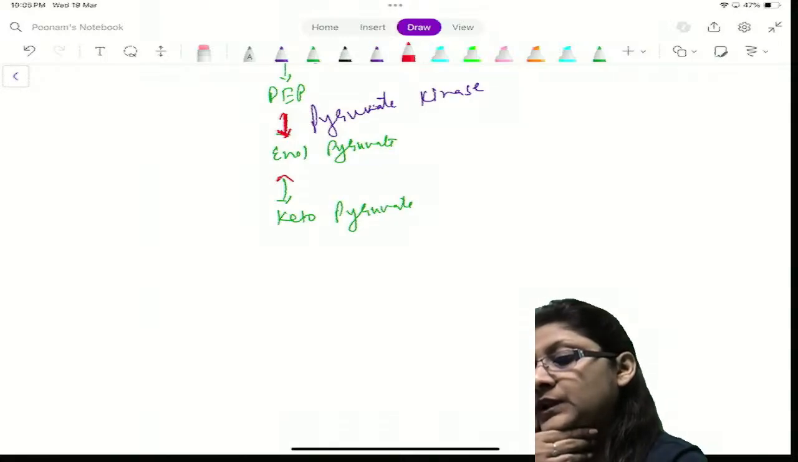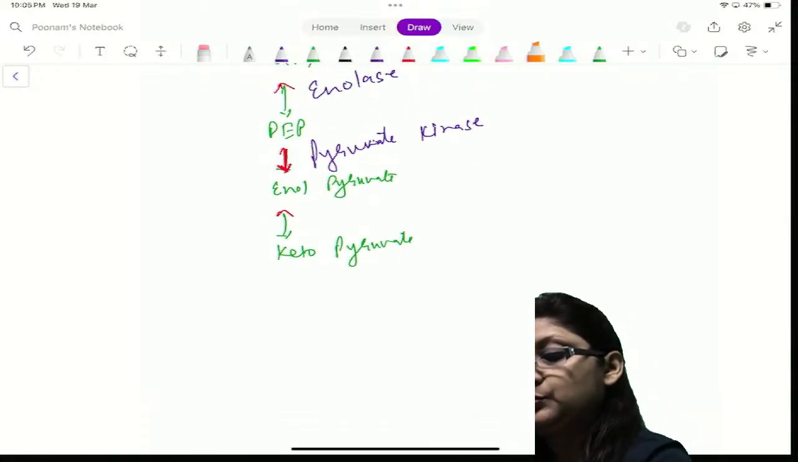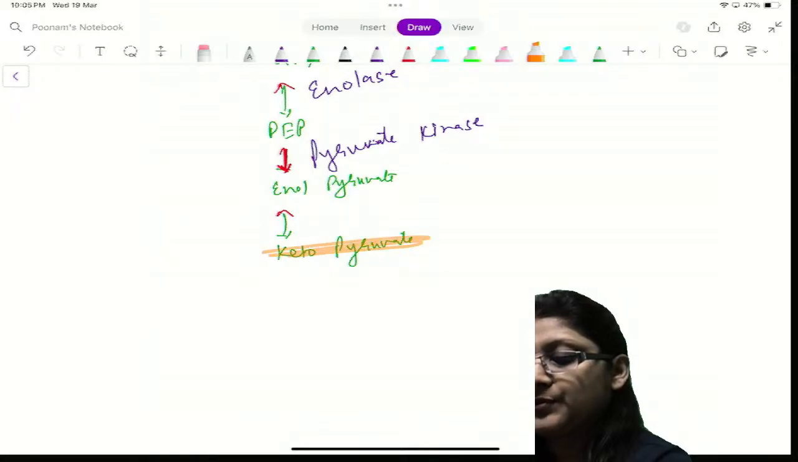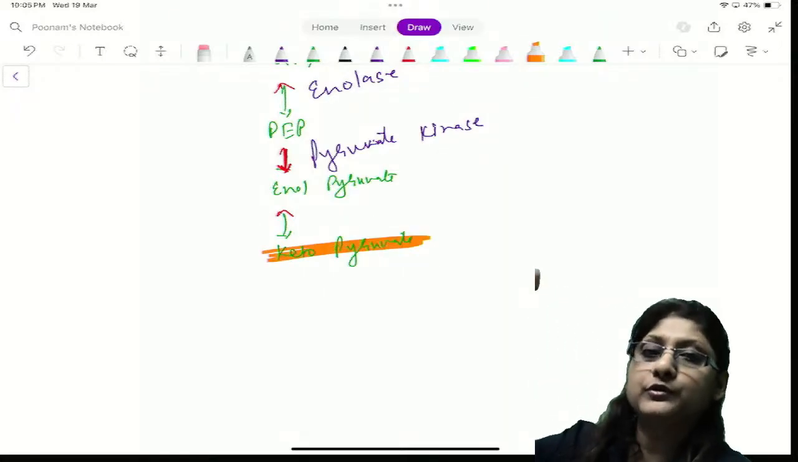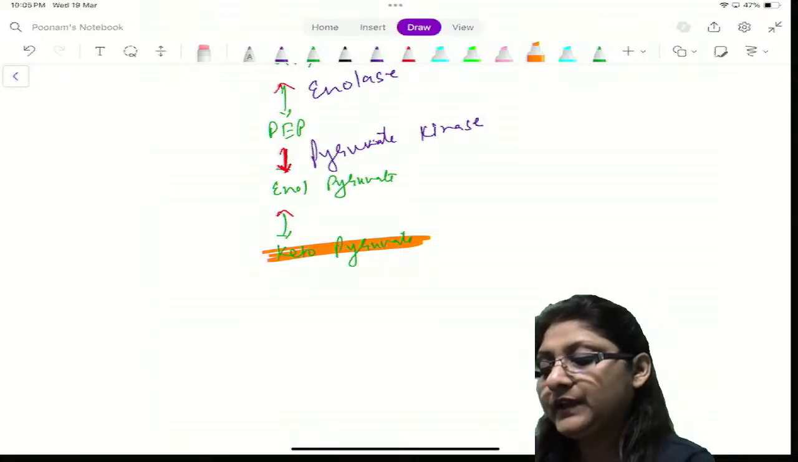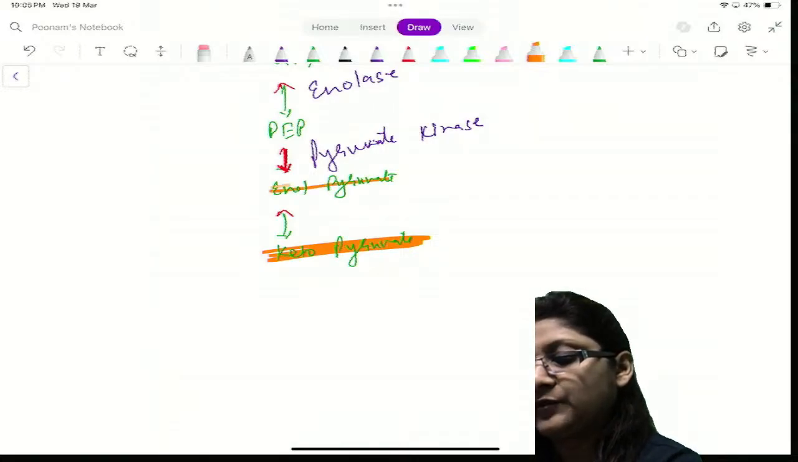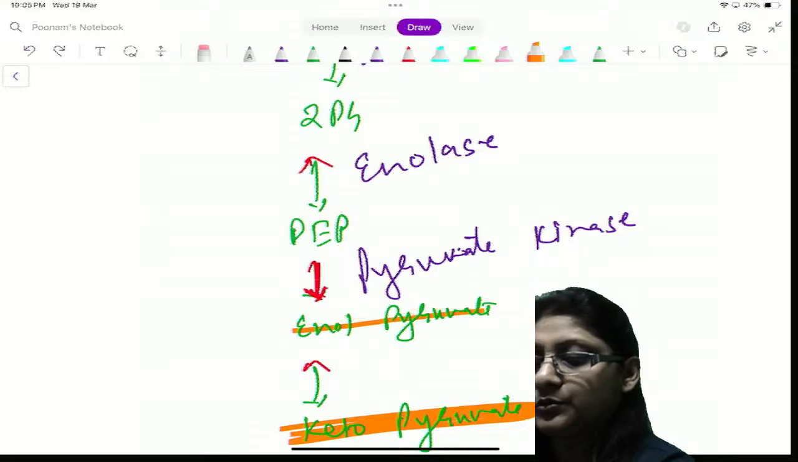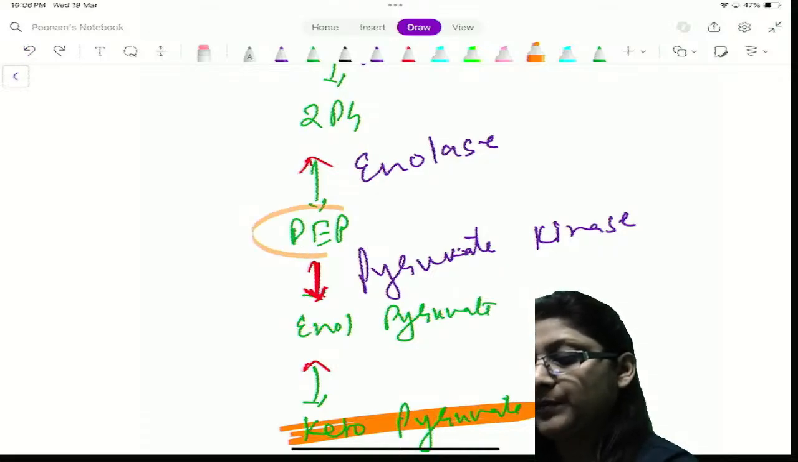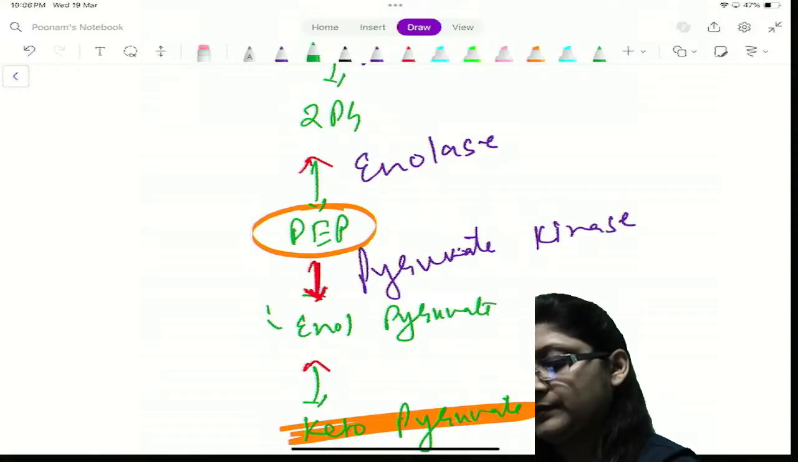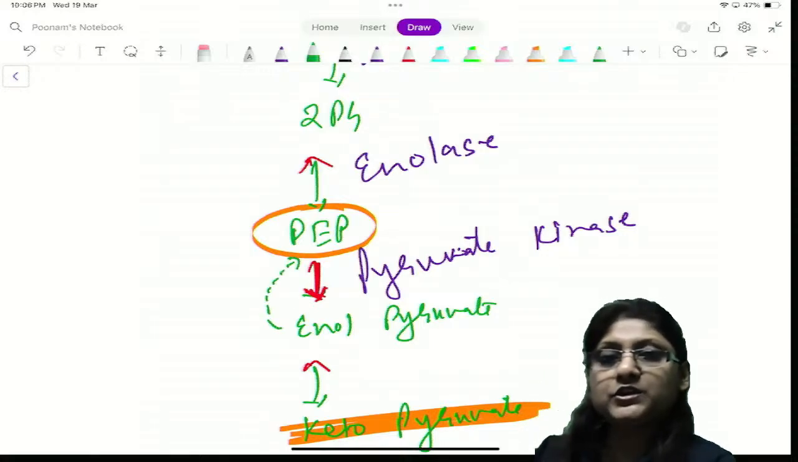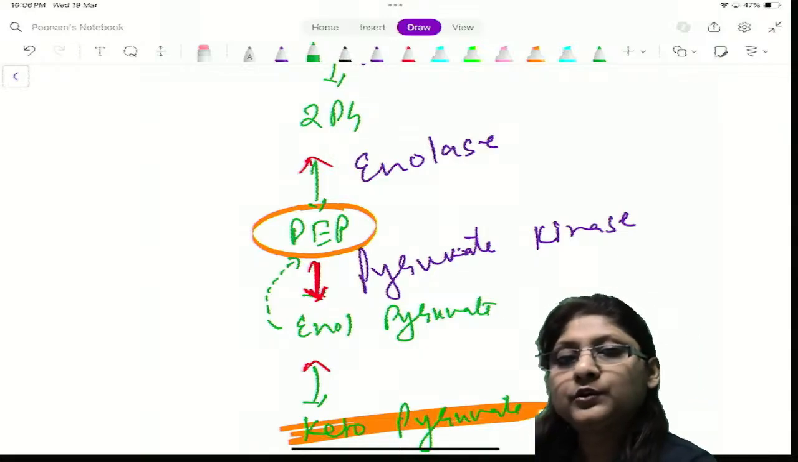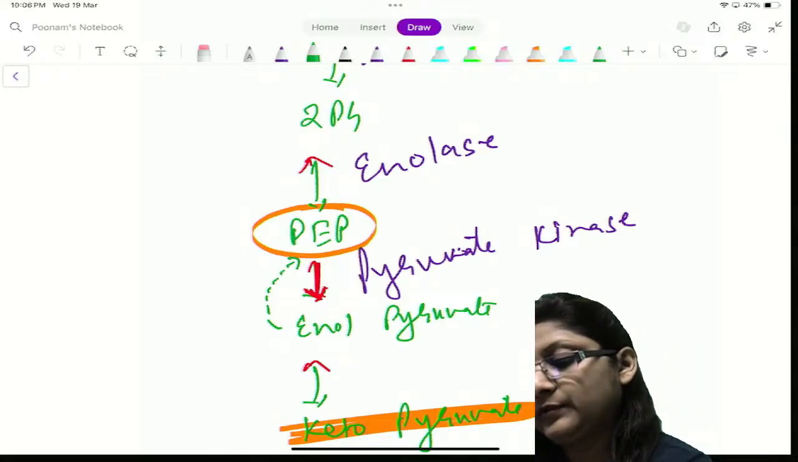So if you're planning to produce glucose from this pyruvate, you have to follow the reverse direction where it will be converted to enolic form of pyruvate automatically, which next would like to get converted to phosphoenol pyruvate. So this kind of shunting will be required. Many reactions will be required to convert enolic form of pyruvate to phosphoenol pyruvate.